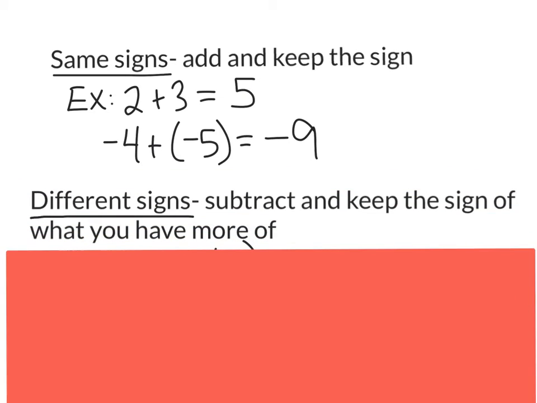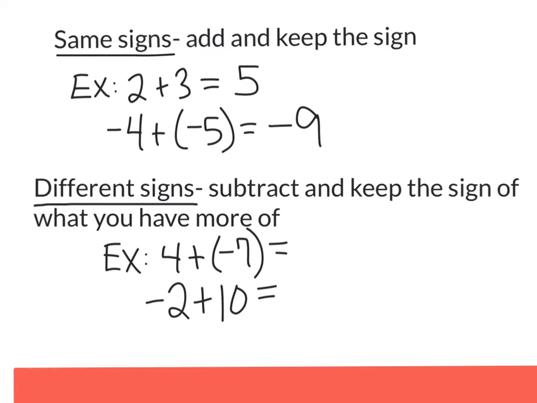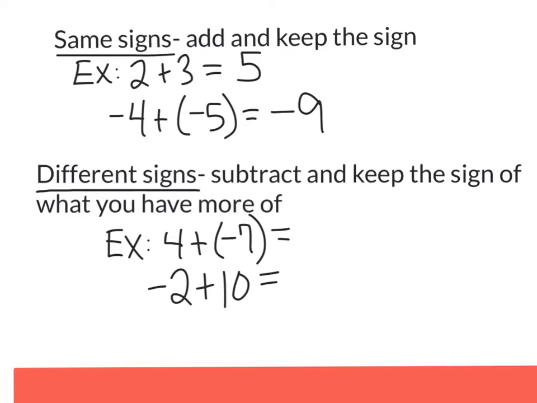If we have different signs, then we're going to subtract and keep the sign of what you have more of. Subtract and keep the sign of what you have more of. So we'll look at some examples here.